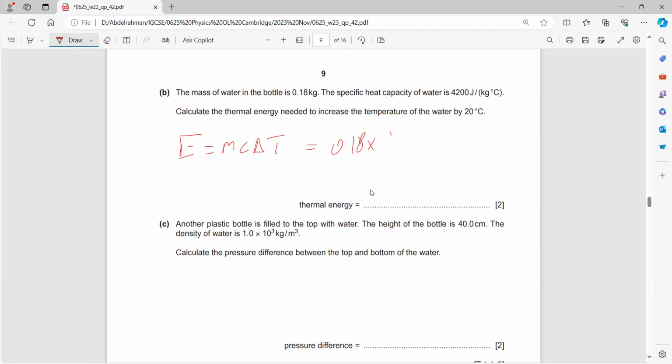0.18 times 4,200 times 20. Someone calculate it for me.